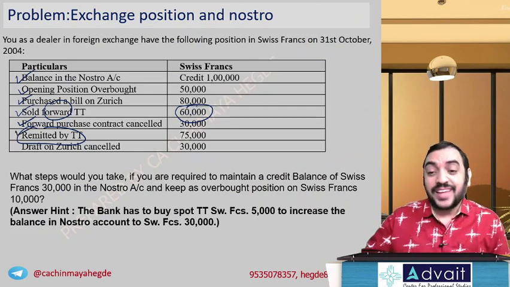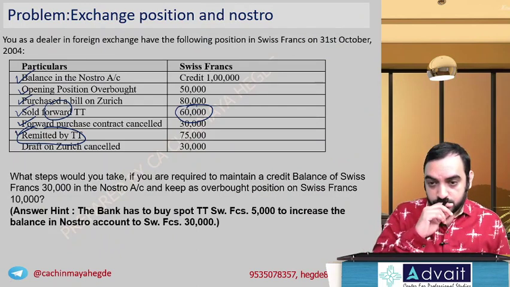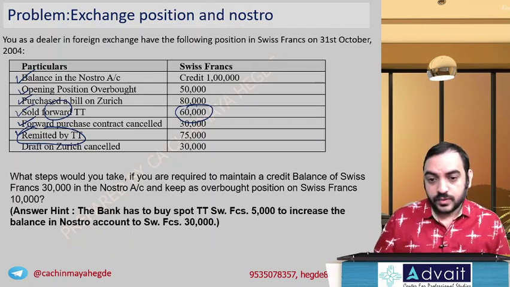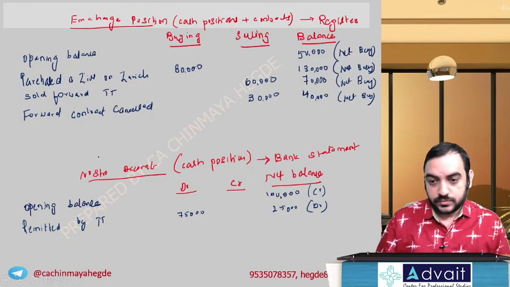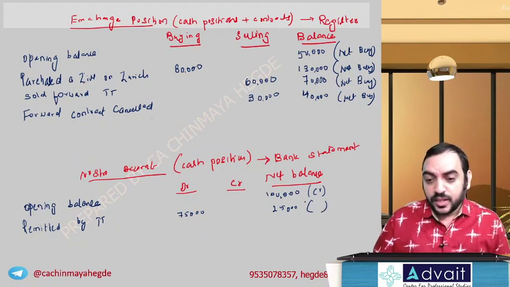Draft on Zurich cancelled. It's a credit balance, correct. Sorry. It's a credit balance. You're right. 1 lakh was there. 75,000 we debited. Net credit balance will continue. Correct.